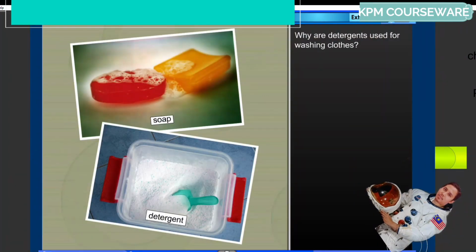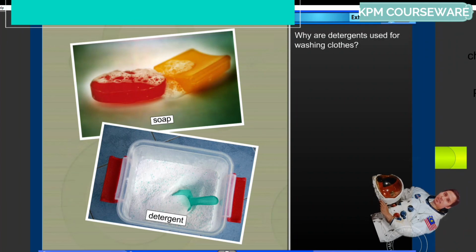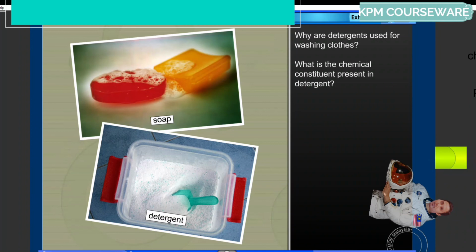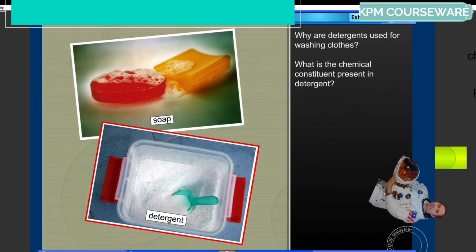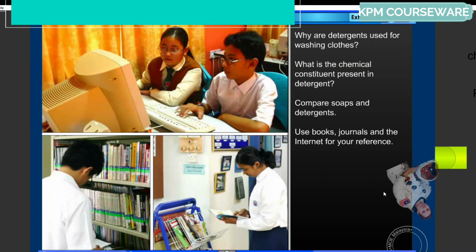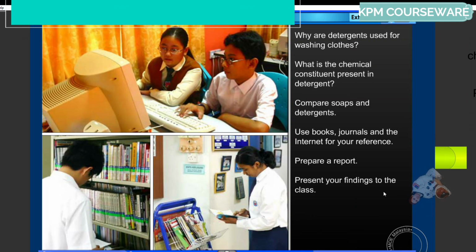Why are detergents used for washing clothes? What is the chemical constituent present in detergent? Compare soaps and detergents. Use books, journals and the Internet for your reference. Prepare a report. Present your findings to the class.